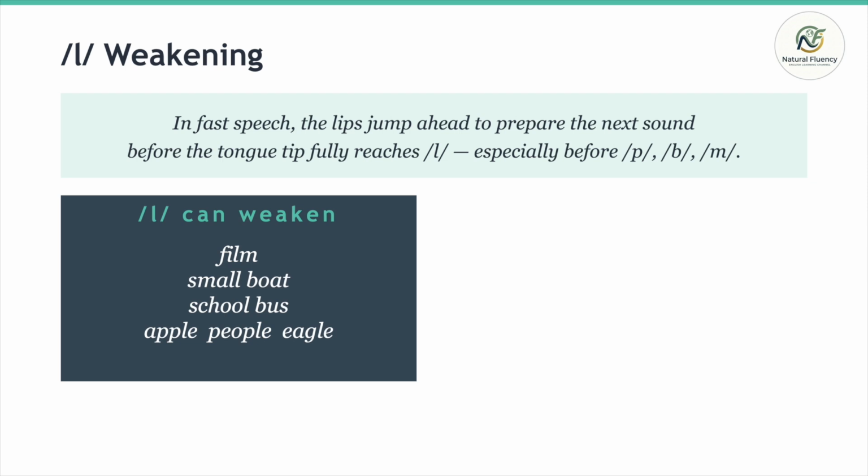Now let's look at cases where final L becomes weaker, especially when a word ends with something like PL, BL, KL, or GL. The final L often sounds less sharply separate. Look at the screen. Apple, people, eagle, able. Let's do them together. Apple, apple. People, people. Eagle, eagle. Able, able.